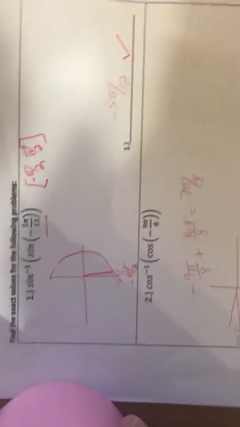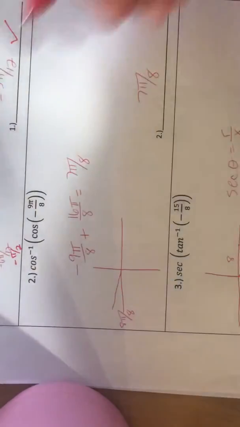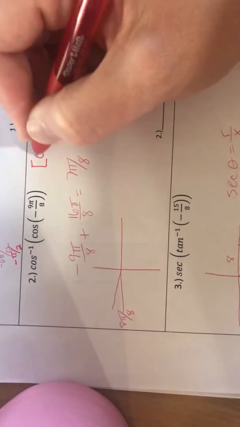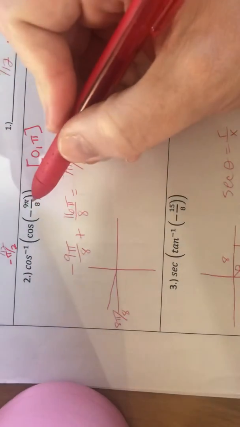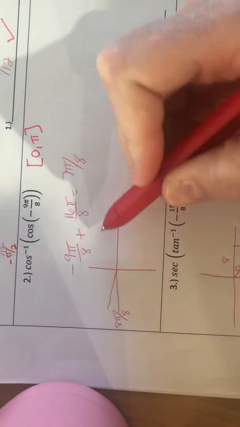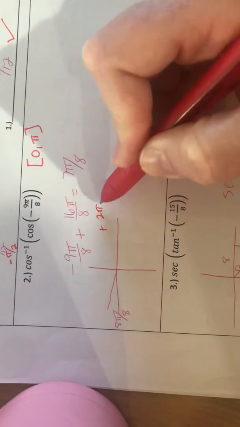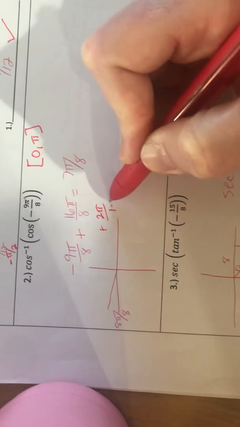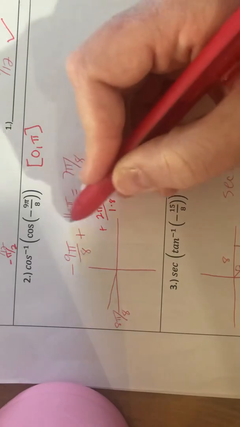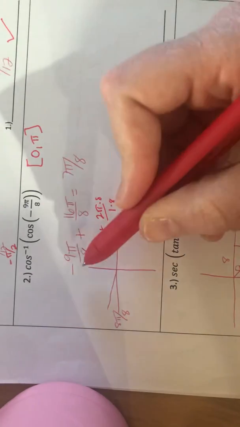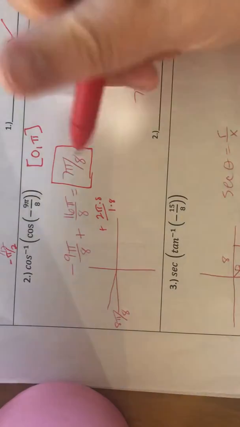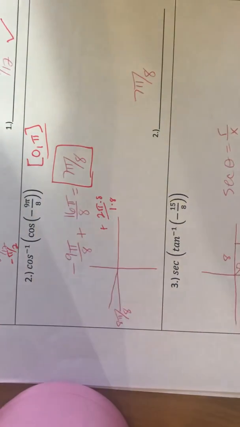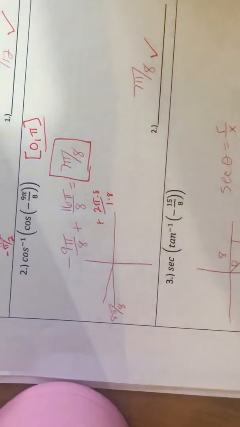But number 2 is different because the restriction for cosine is 0 to pi. For negative 9 pi eighths, the first thing that I did is I added 2 pi. And then as a common denominator, I multiplied by 8 on the top and the bottom. So that became 16 pi eighths, and so I made that 7 pi eighths. And 7 pi eighths is between 0 and pi, and so that's why that is the right answer.